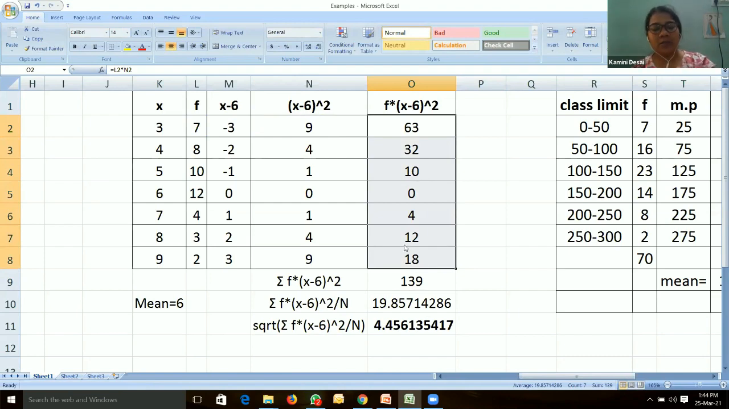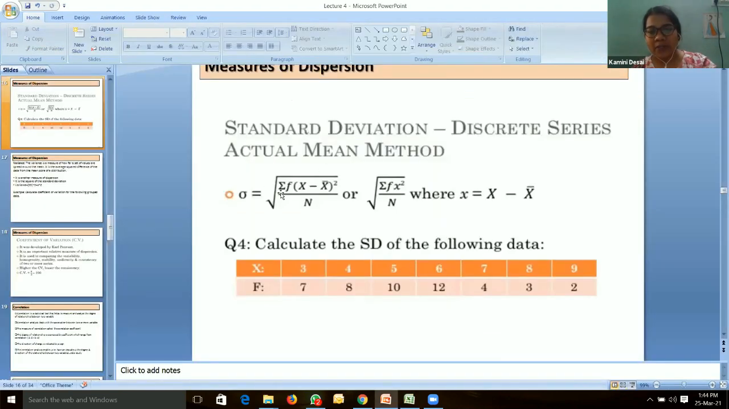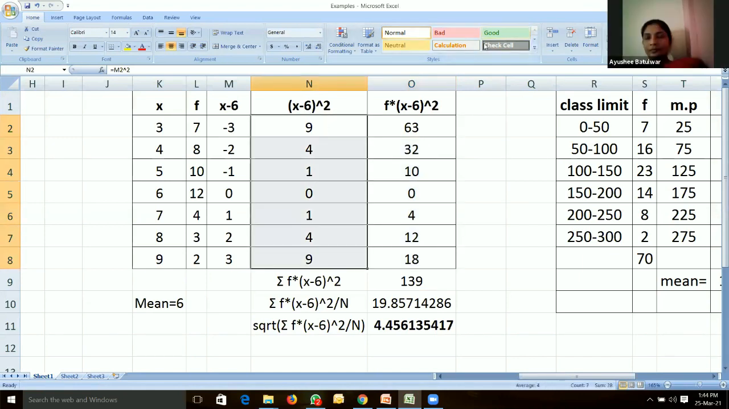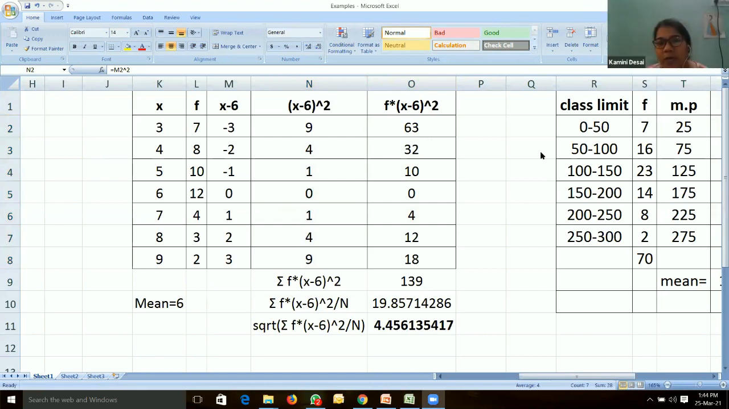Why are we doing this? Because our formula is the square root of summation f times x minus x bar square upon n. So first calculate this term and then take the square root of that number. It has to be done step by step. First you have to subtract the mean, then square it, so x minus x bar square means x minus 6 whole square. Then you get this column, and then you have to do the square.